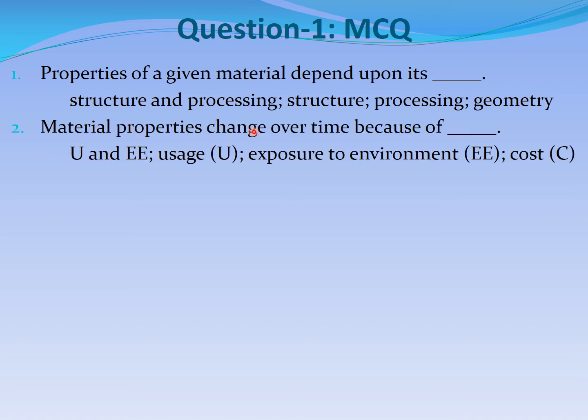Material properties change over time because of usage U, exposure to environment EE, cost C, and usage and exposure. So once again, properties do not change because of the cost. They definitely change by use. We apply loads and use it, and exposure to environment like corrosion and so on. So usage and exposure to environment are the two things that change material properties over time.